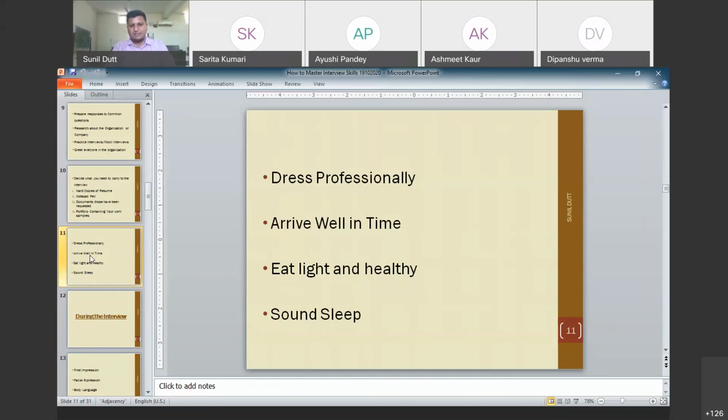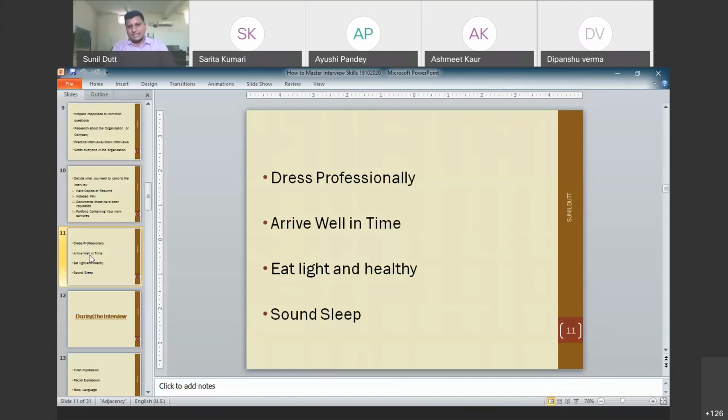Arrive well in time. Everybody knows you need to arrive at least 20 to 30 minutes before the interview is supposed to begin, because you will get ample time to relax and compose yourself. There may be certain pending works for you to accomplish, like a document which is supposed to be submitted at the time of the interview, document verification. So they may be there.